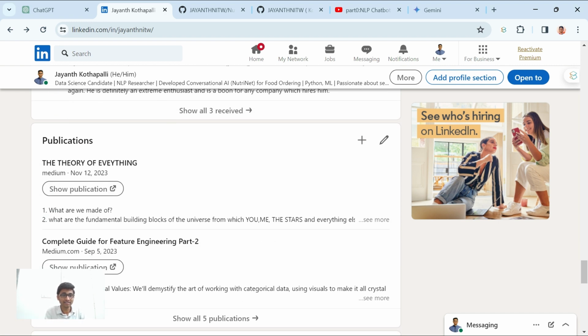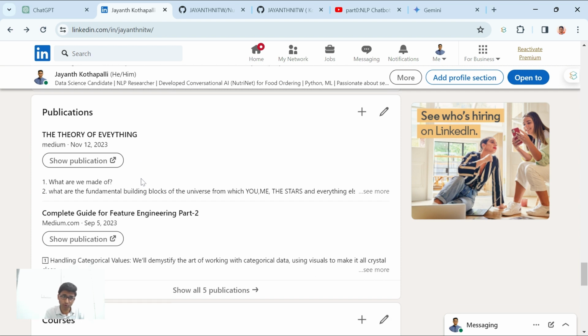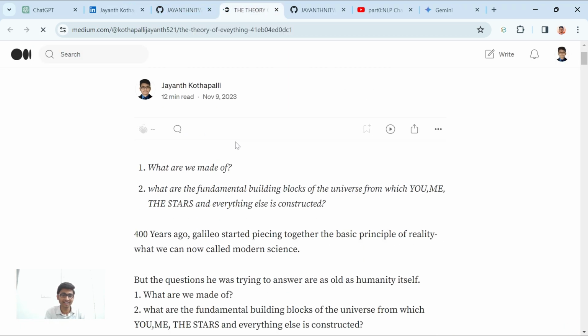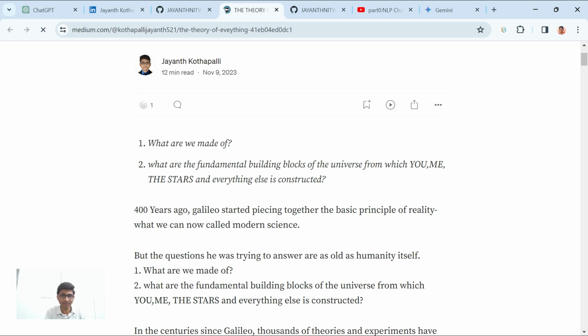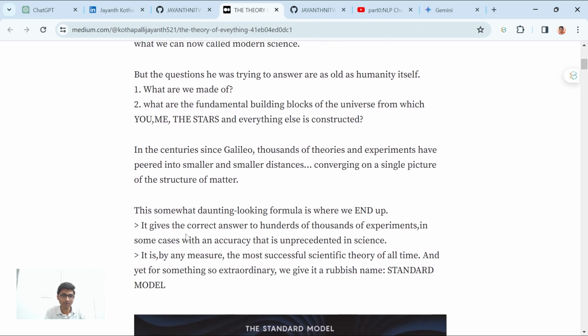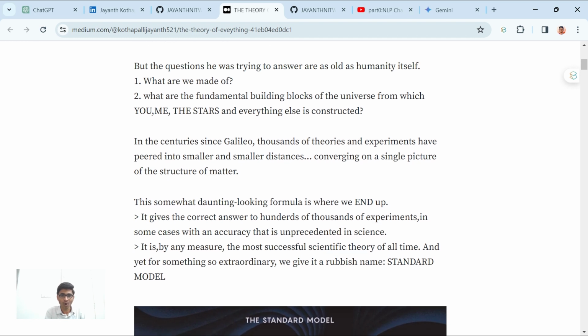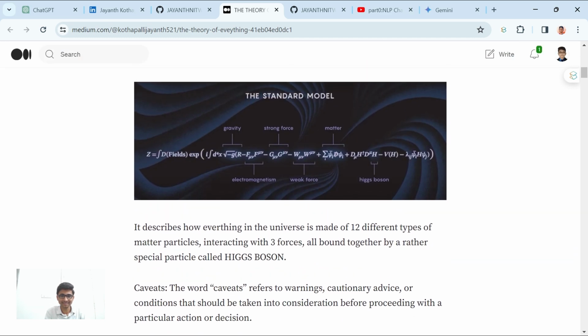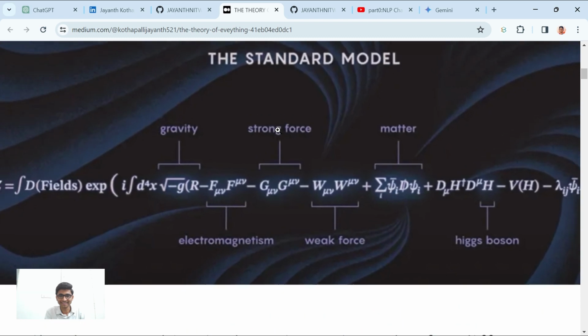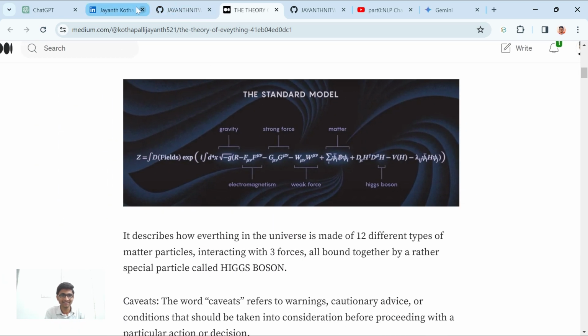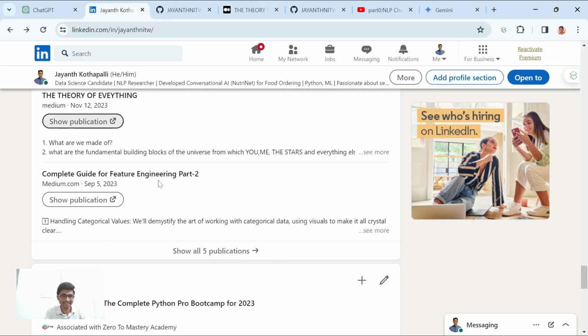And the publications, I have written blogs as well. You have to keep the blogs, and you have to link to the blogs. I will show you the theory of everything, the standard model. Very interesting, guys. What we are made of. The fundamental question I have answered, where you will get to know what quarks are, the everything. See how big the equation is. Let's not deviate, and complete guides.